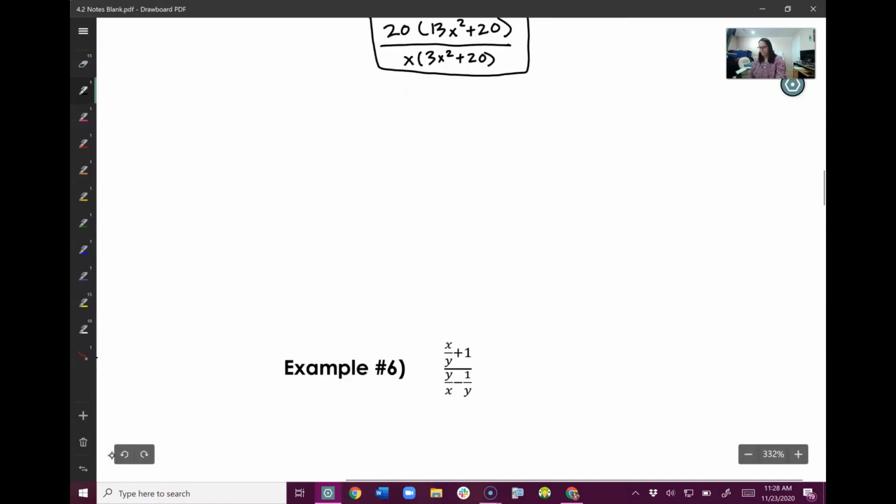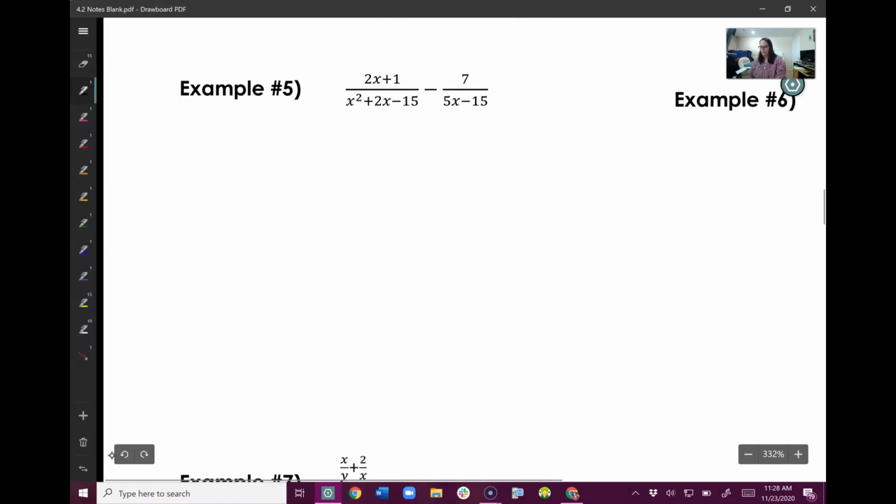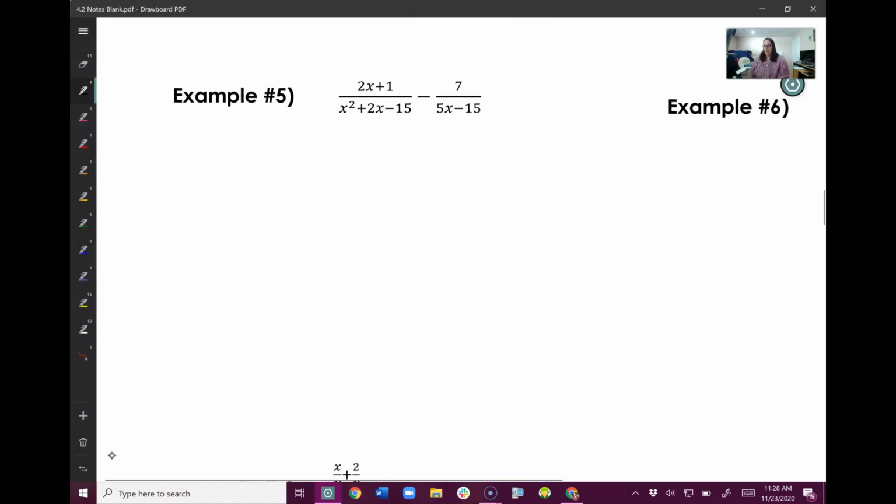Okay, let's try another one. Let's try example number 5. I want you to start this one on your own. So you're going to first work on that common denominator. So we're going to factor this first one and look for a GCF on the second one and then multiply by what the denominators are missing. So try and find that common denominator first and come back and check to see if you did it right.